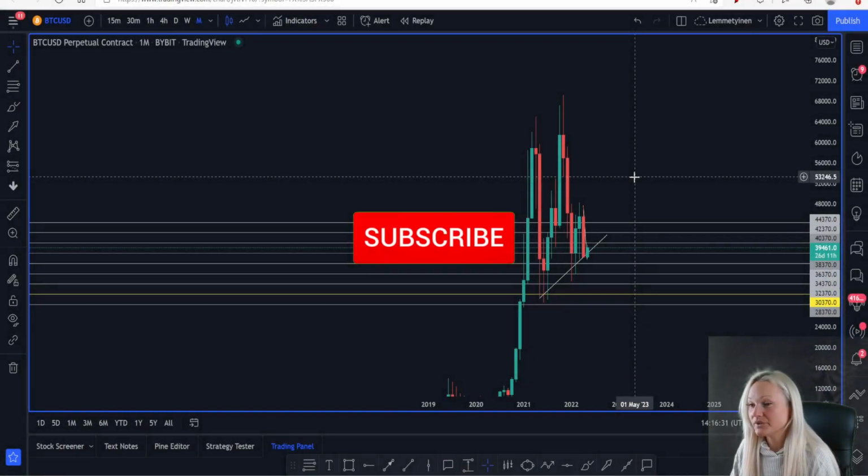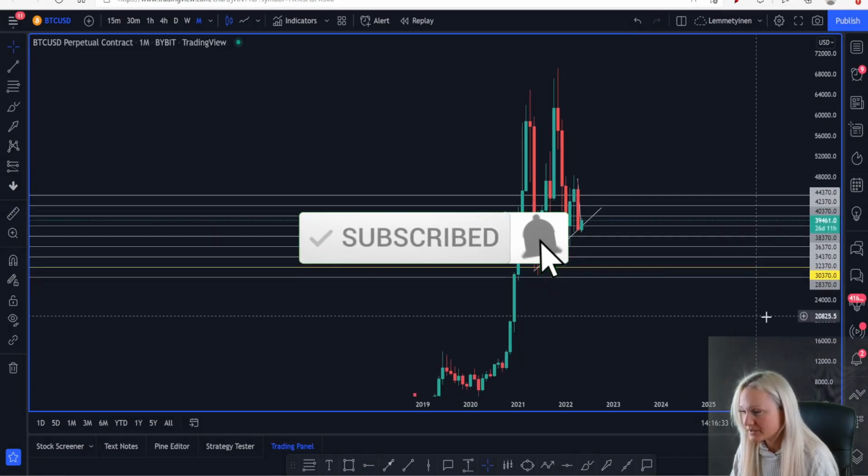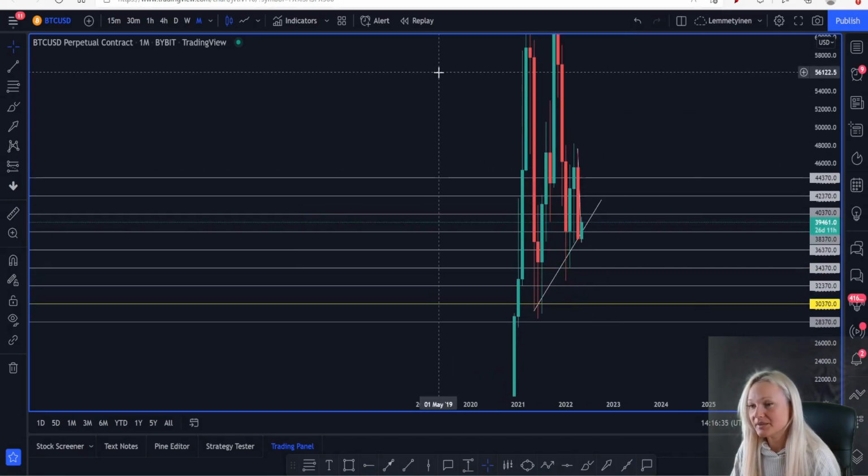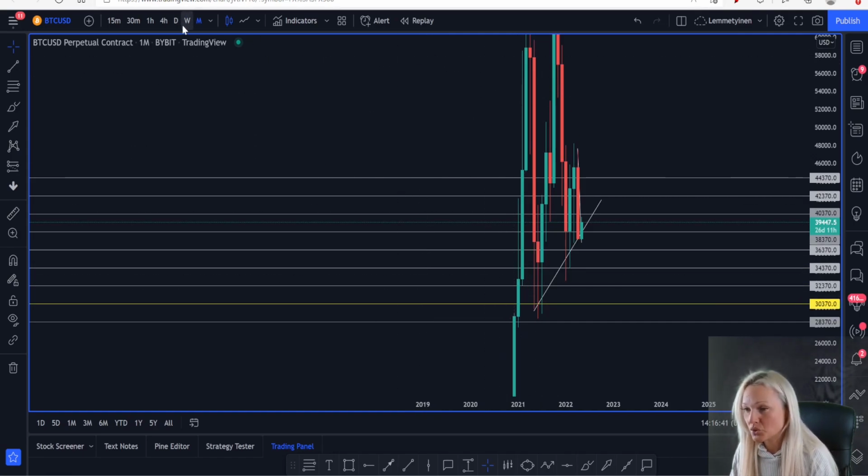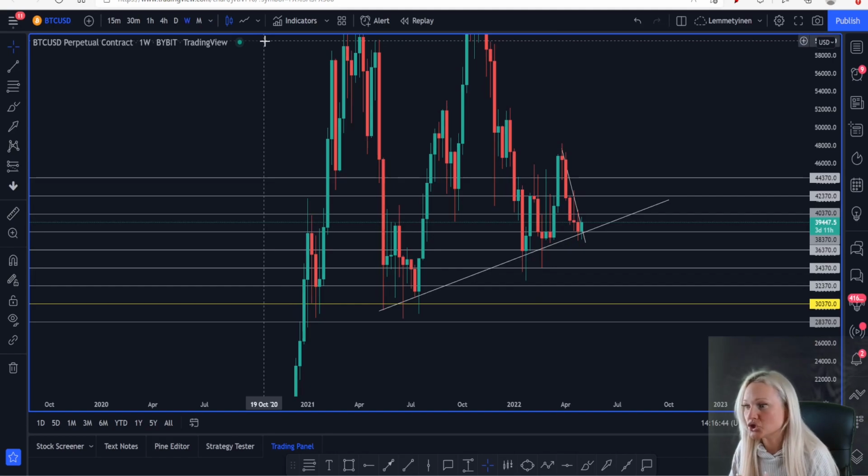We are starting off with the monthly chart, and I do have some key levels right here, as you can see, and I'm not going to explain exactly how to calculate them. The market is respecting these levels so much, and key levels are so good to use.